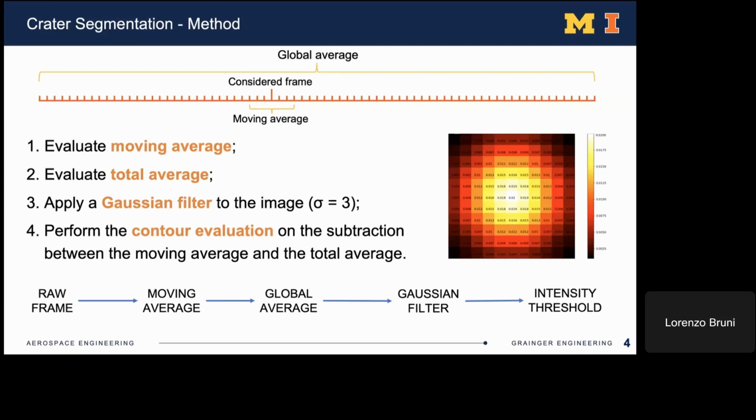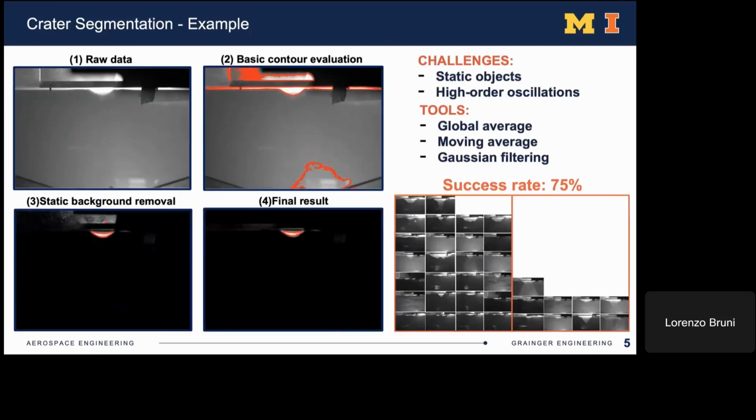Next. Giving you an example of this process, you can see the raw data in the first video, then the application of an intensity thresholding to the pictures. We then had to remove the static objects and the high-order oscillations from the images, finally also applying a mask to isolate the region of interest and obtaining, in the fourth video, the outline of the crater.